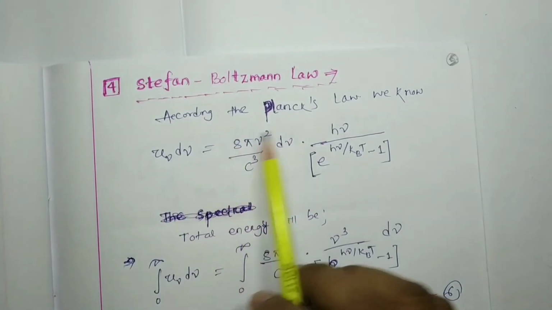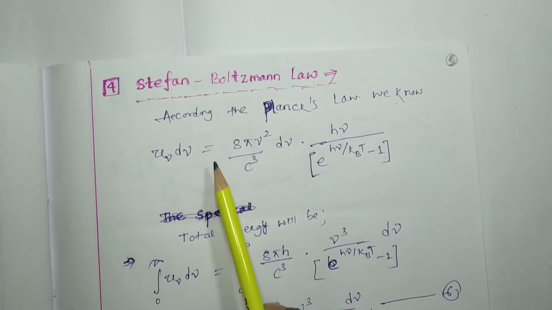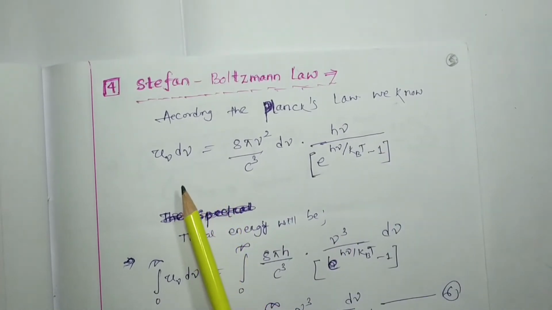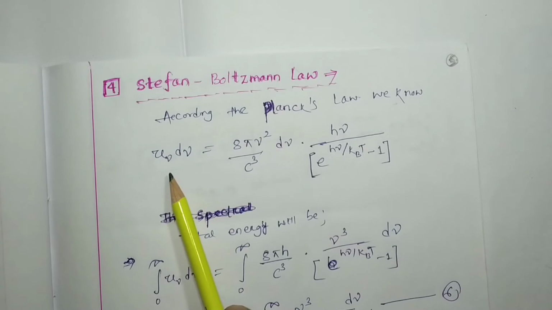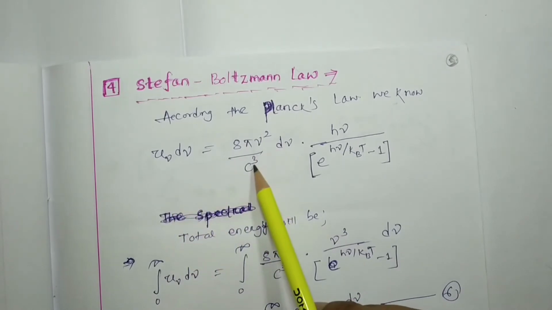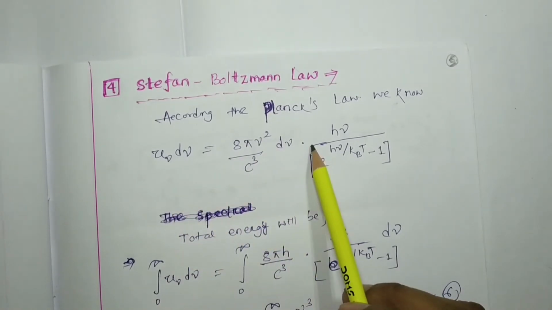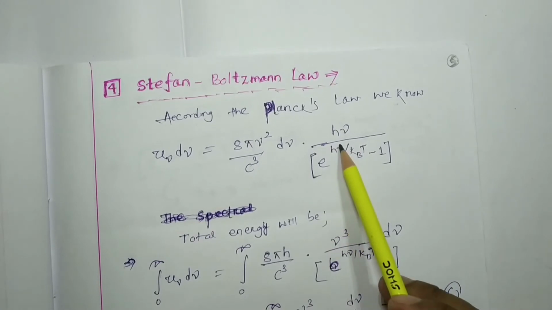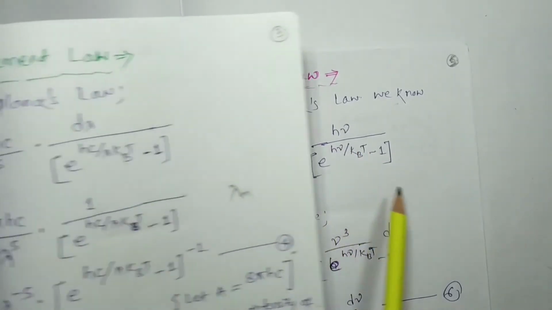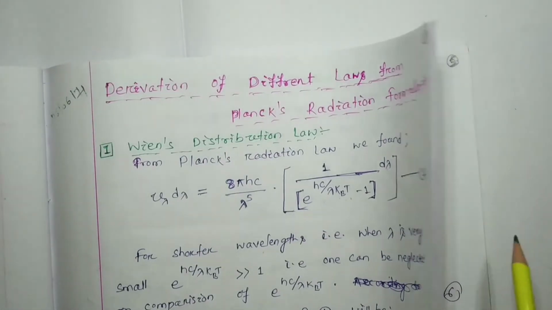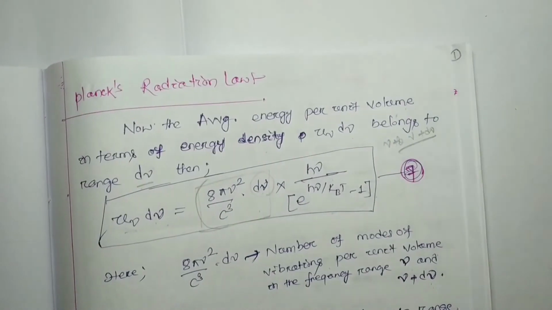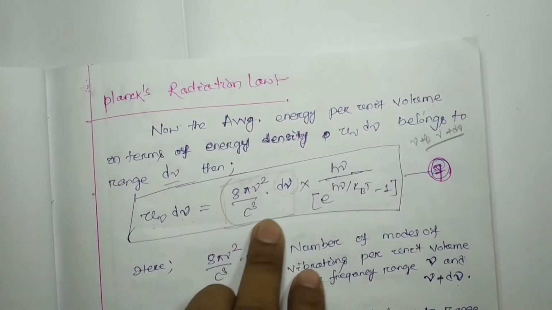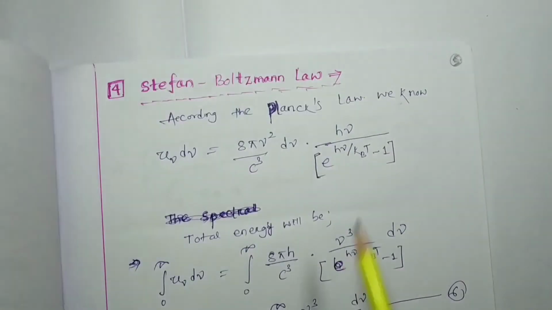And according to Planck's law, in the form of frequency, that is u(ν) dν equal to 8πν² / c³ into dν into hν by e to the power hν by kBT minus 1. You go back to your note. Last class we found that u(ν) dν equal to this much. The same thing has been written over here.